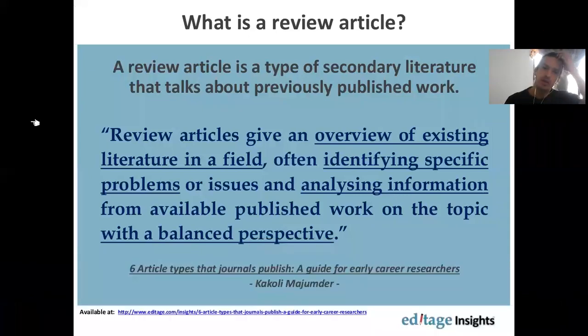So right here, the literature review is going to tell us basically the works or the studies that have been recently written or researched, right? And by recently, I mean something like 5 to 10 years old. As we take this information from here, review articles give an overview of existing literature in a field, often identifying specific problems or issues and analyzing information from available published work on the topic with a balanced perspective.